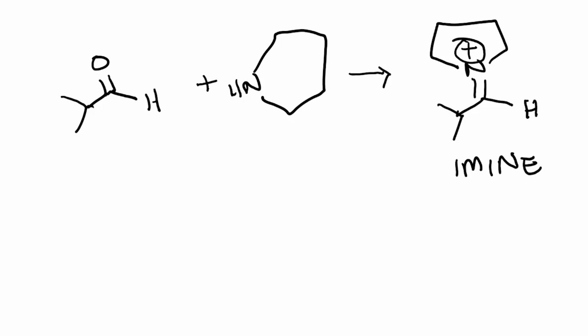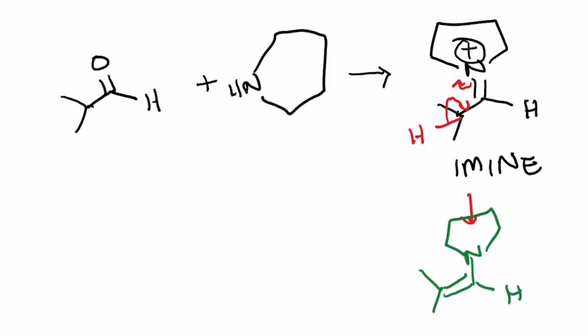But the interesting thing here is that you have a proton that is going to be enolizable, and so if you again push electrons, you're going to get the formation of a fairly stable enamine.